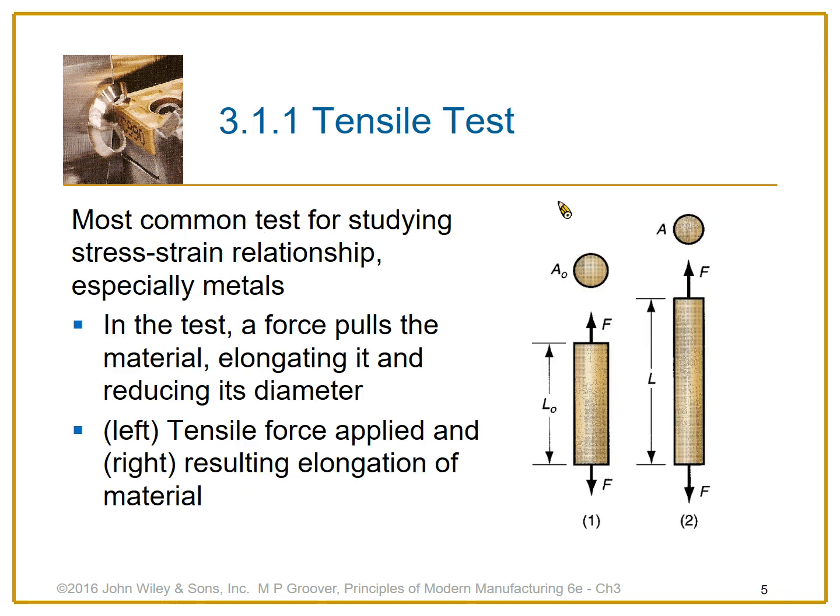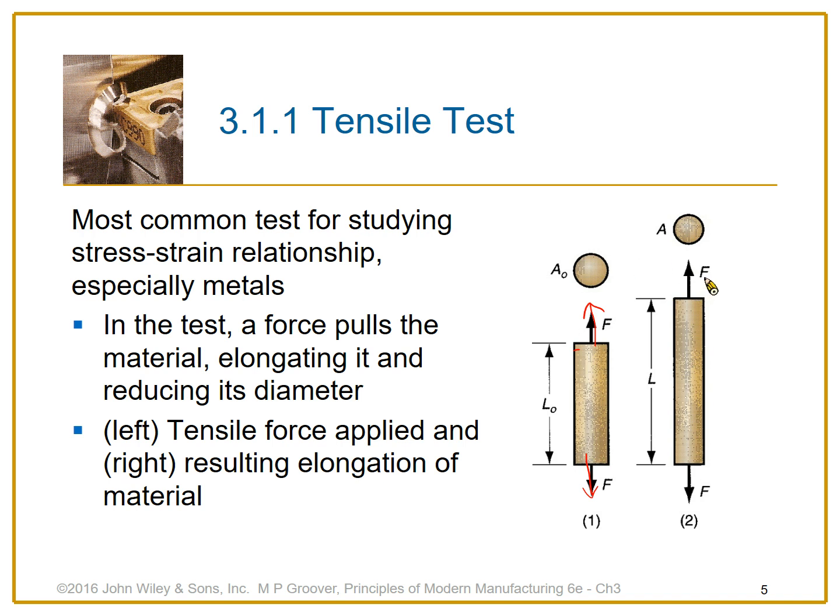Section 3.1.1, tensile test. The tensile test is the most common test for studying the stress-strain relationship, especially for metal. So basically, in this test, a force pulls the material. You grab this particular material and pull to create a tensile force. And of course, the material will elongate and get longer.